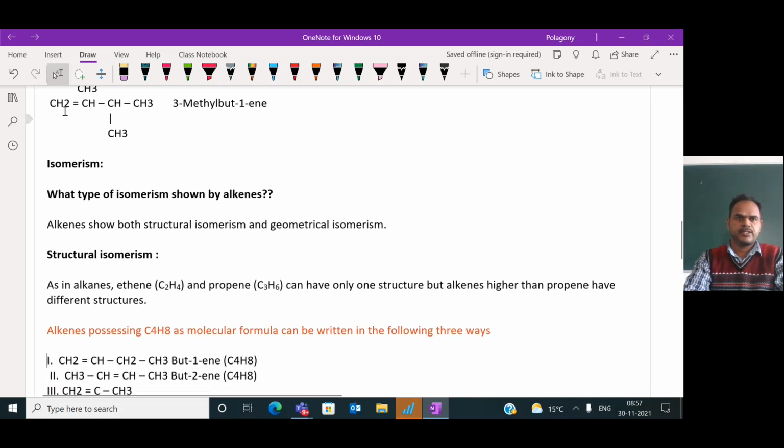And look at this structure. It has 1, 2, 3, 4 and 5 carbons, but the structure seems to be branched. The first carbon holds the double bond, so the name should start from this first carbon: 1, 2, 3, 4, and CH3 is the branch. If you start the numbering from the double bond, since the chemical properties of the compound depend upon the double bond, the numbering will start from that: 1, 2, 3, 4. So it is 3-methylbut-1-ene.